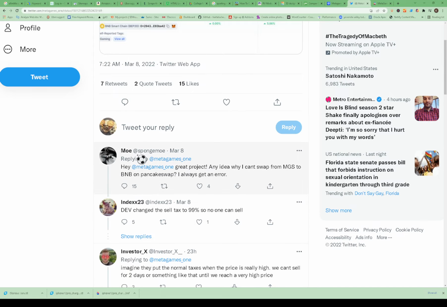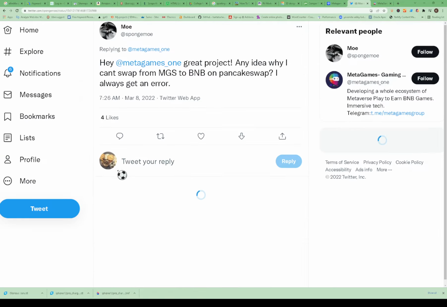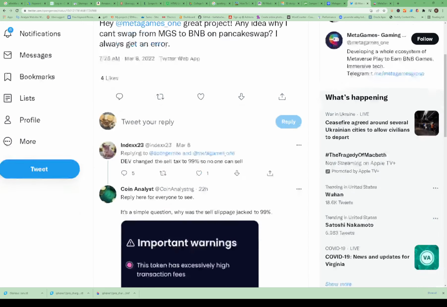Let's see. So it says, hey, Metagames, great project. Any idea why I can't swap from Metagames to BNB on PancakeSwap? So somebody is already saying they cannot swap or they cannot sell. So it says they always get an error. So let's click on the message. And here we'll see a couple people saying different things.